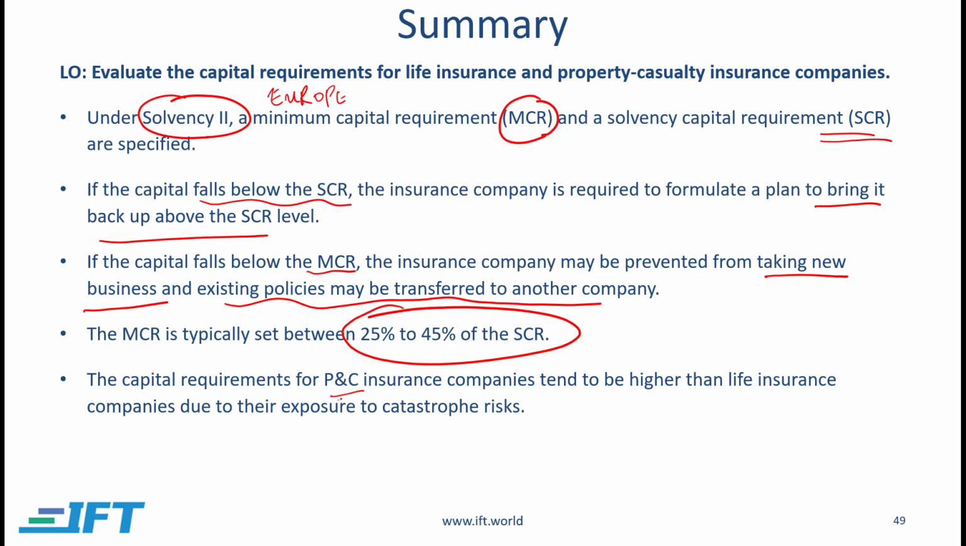The capital requirements for property and casualty tend to be higher than for life insurance because property and casualty are exposed to catastrophic risk, which is more risky compared to the longevity and mortality risk of the life insurance companies.